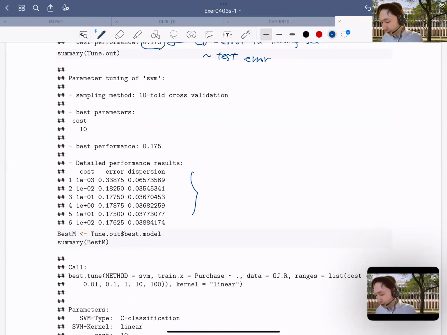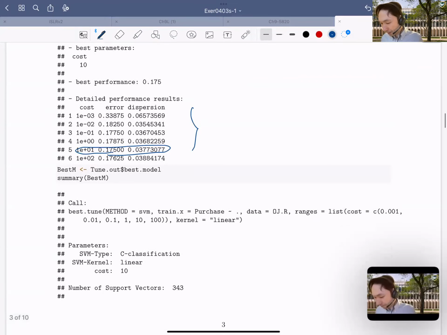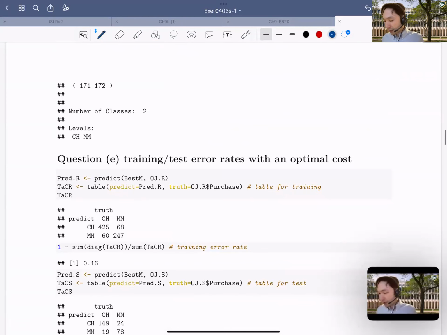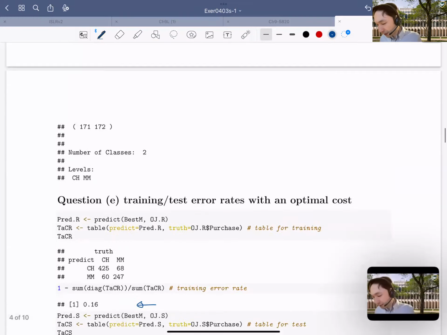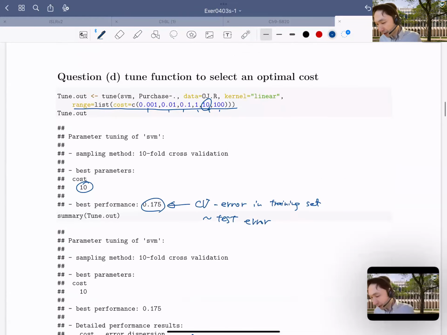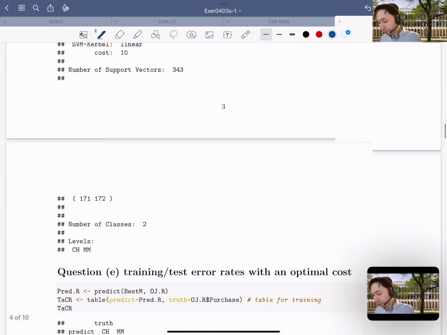And these are the summary. You can see that this one is the best parameter. And we can calculate the training error and test error again. So training error is 0.16 and the test error is 0.159. So this is just slightly better than the previous result, maybe 0.1593, and previously 0.1629. So it's pretty similar, but slightly better.